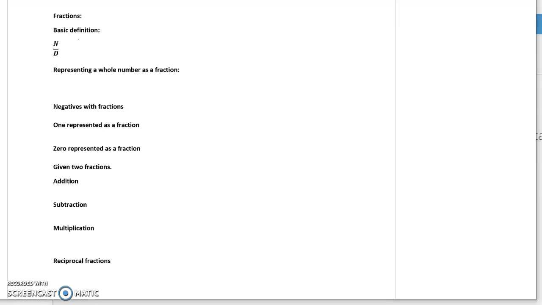So basic definition is, this is called the numerator, and this is called the denominator. And the number on top is the part, so that is the piece, and then the denominator is the whole. So for example, there are 7 pieces of candy left in a bowl that originally had 12 of them. So that would be 7/12, right?